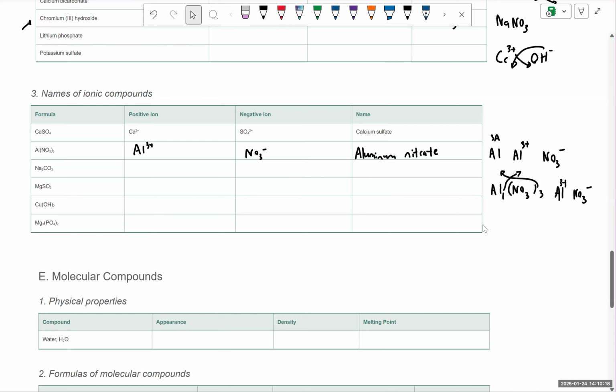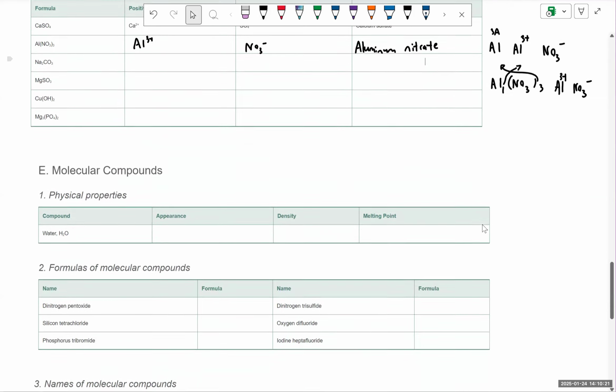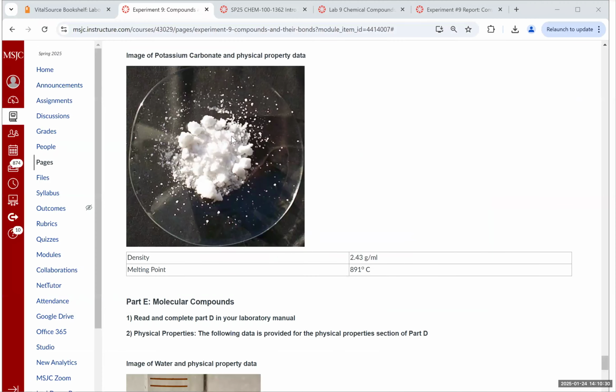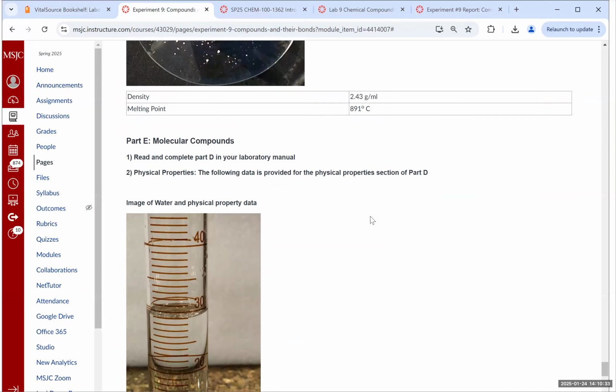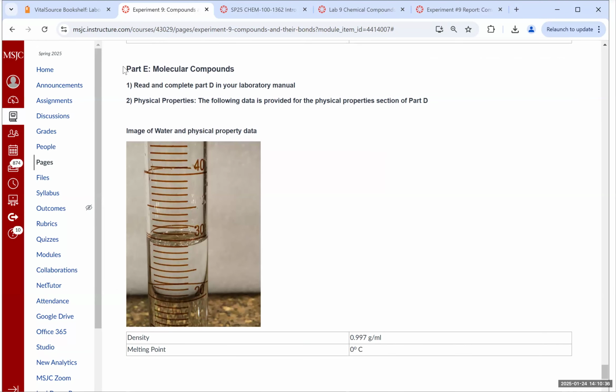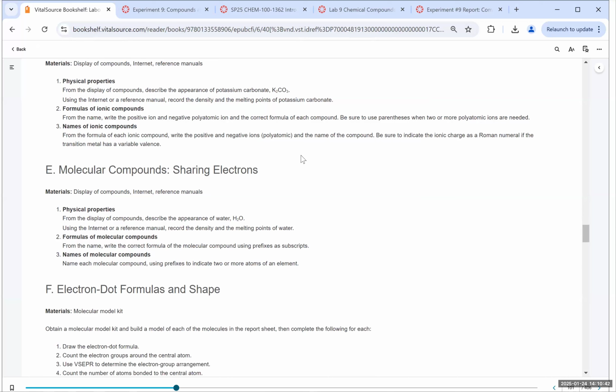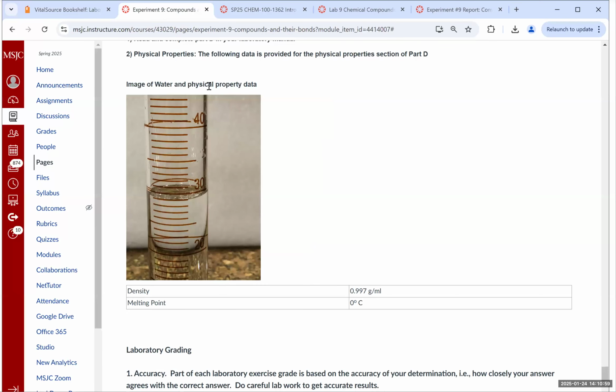From here now, let's move on to part E, and let's read the instructions for part E. So, taking a look at part E, in the lab page, we have to read and complete this part, and we have some physical property data. Okay, so for part E, we're going to describe the appearance of water. We're going to write the name and formula of the molecular compound, and we're going to provide the names for various molecular compounds.